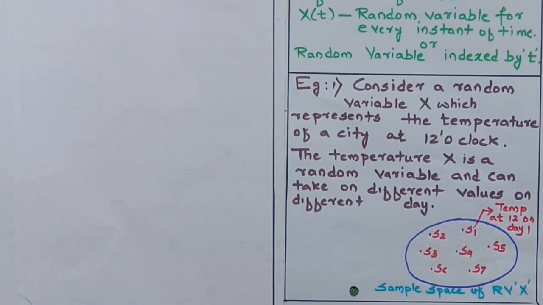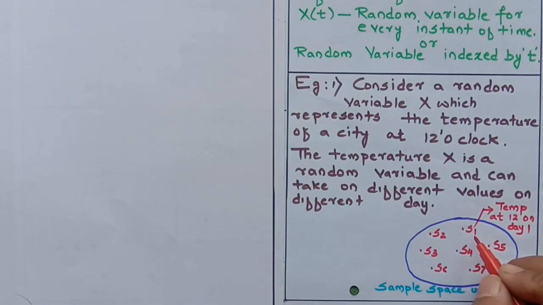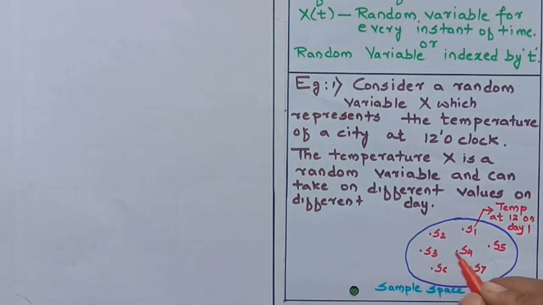After doing so, this is the sample space of this random variable. It would look like this. Each sample point over here corresponds to the temperature at 12 o'clock on that particular day. Getting? So S1 corresponds to the temperature at 12 o'clock on day 1, S2 corresponds to the temperature at 12 o'clock on day 2, day 3, day 4, day 5, day 6, and so on.